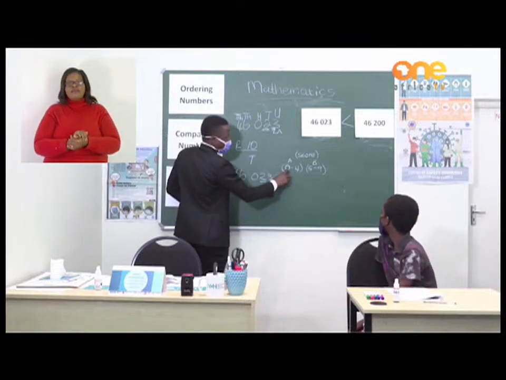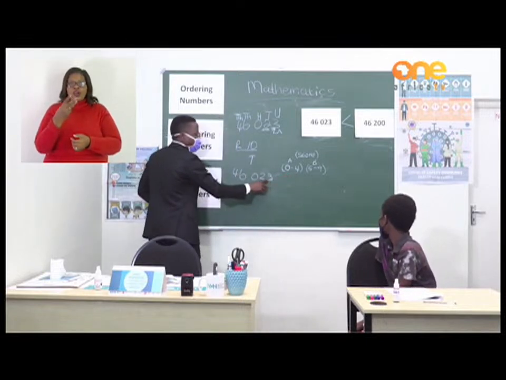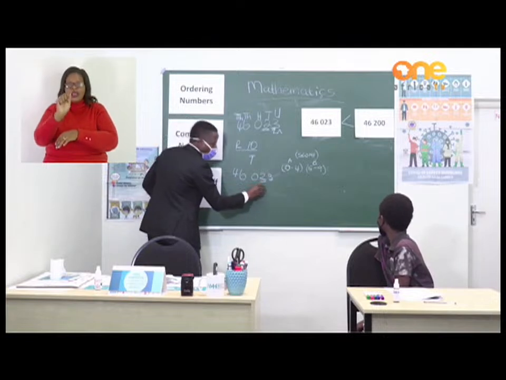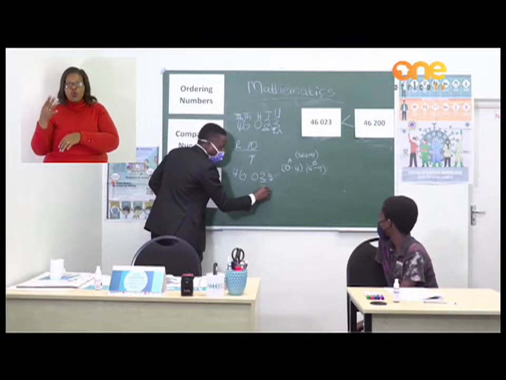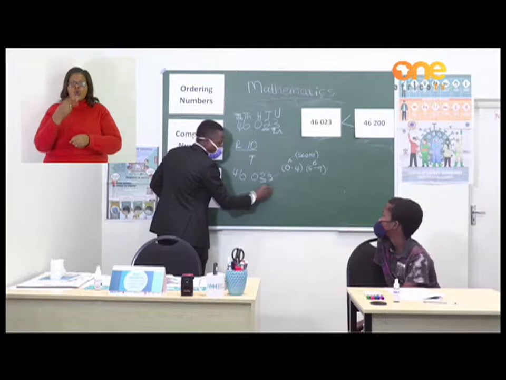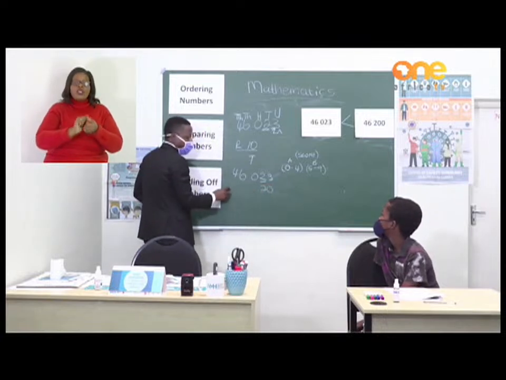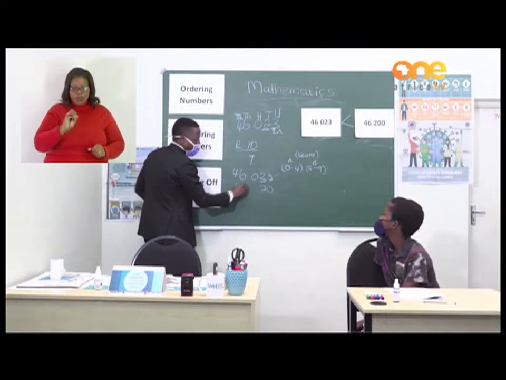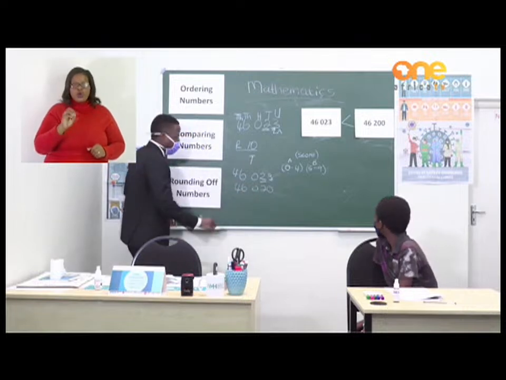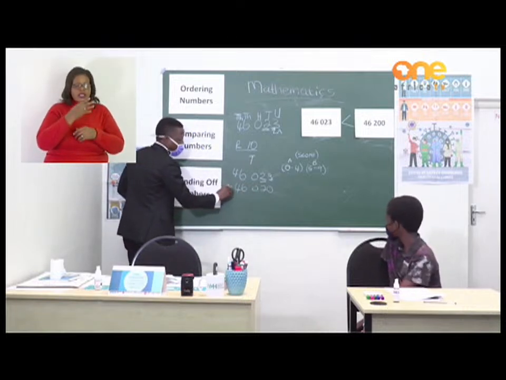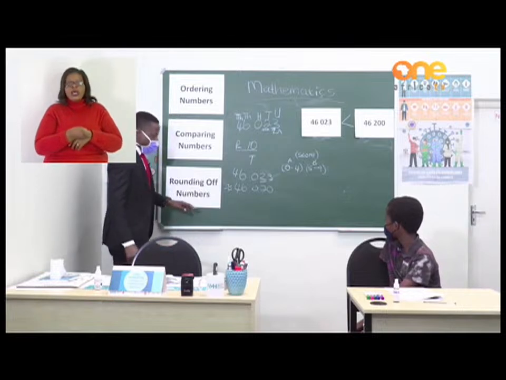I can see that 3 falls in this category. So 3 cannot change 2. 2 will remain the same. In the place of 3, I put a 0. Numbers that come before, I write them as they are. And this is your answer.